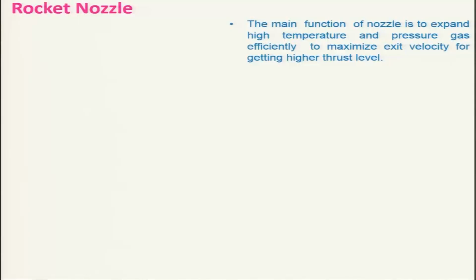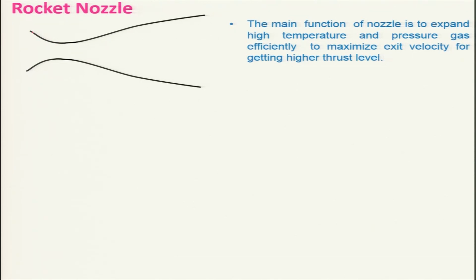Today, we will be discussing further about it and find out why the shape is like that of a convergent divergent nozzle. As we know, the main function of the nozzle is to expand the high temperature and pressure gas more effectively to achieve maximum exit velocity for getting higher level of thrust. For these purposes, generally we use a convergent divergent nozzle, which is being shown here.